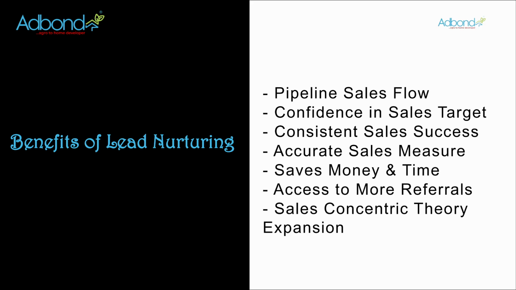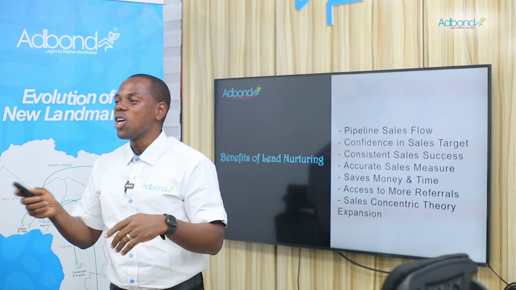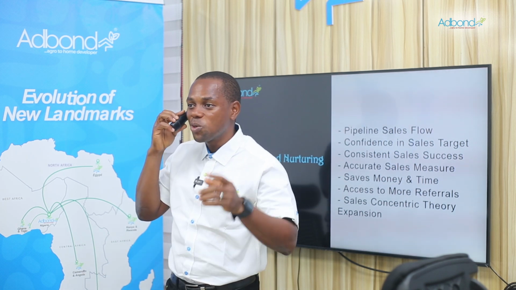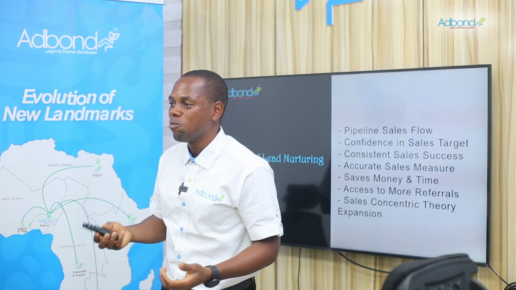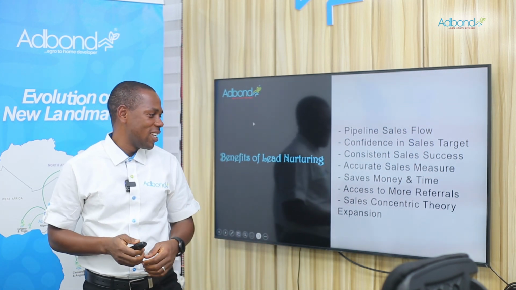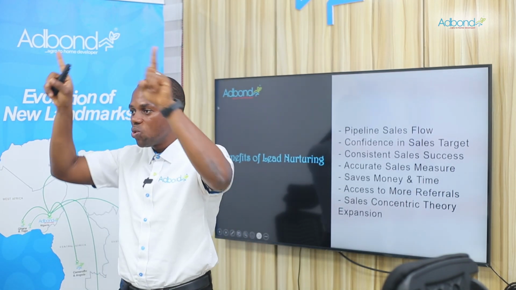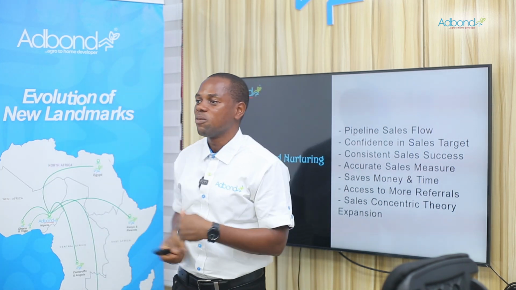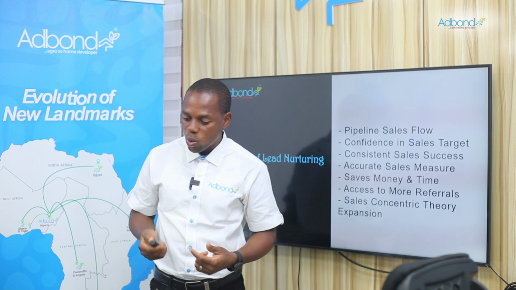Then access to more referrals. The more your leads become customers that are willing to advocate for you, they will be the ones recommending your number. You will be receiving several calls, and they say, I got your number from so-and-so person. We're discussing farmland, we're discussing B, and they mentioned your name, and your contact now becomes, you now become a public person. So then the next one is sales concentric theory expansion. The moment that happens, your sales cycle will continue to expand, and you have different people in different parts of the world, different parts of the country, talking about the product and service that you are offering, and that will help you to go wild.